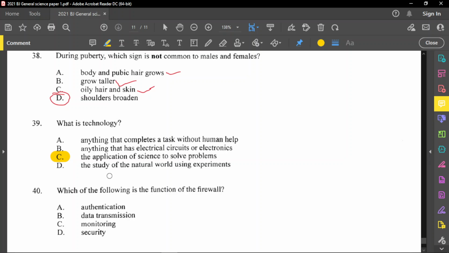Yep, science is everything. All right, which of the following is the function of the firewall? If you have a computer and you have a firewall, it's really to help you with your security, especially when you're doing online stuff.